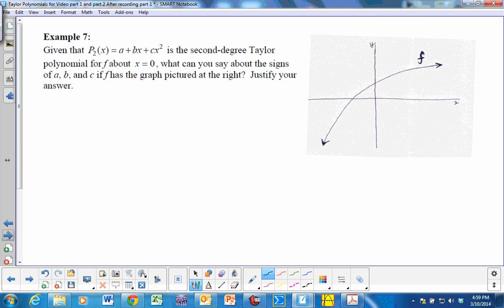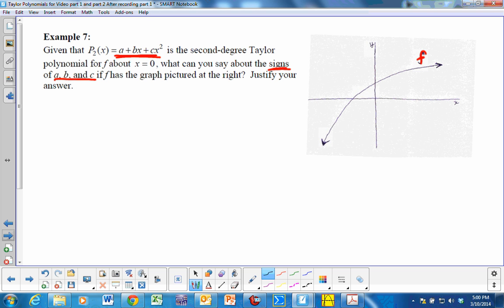All right, so let's do our last couple of examples here. Example 7: say we have this polynomial, and it's a second degree polynomial. What can we say about what a, b, and c must look like if this is f over here? So this graph over here is f. We know that we have some second degree polynomial, and we want to know just about the signs of a, b, and c in this second degree polynomial.